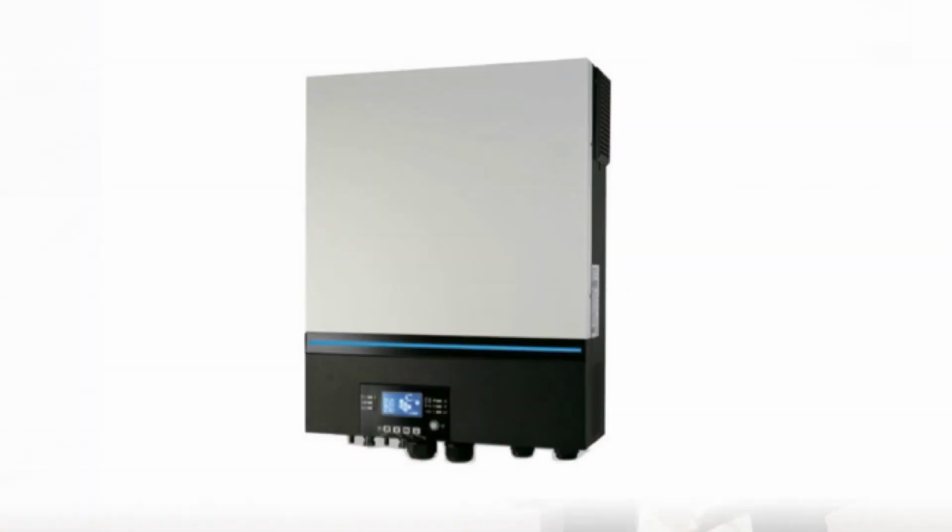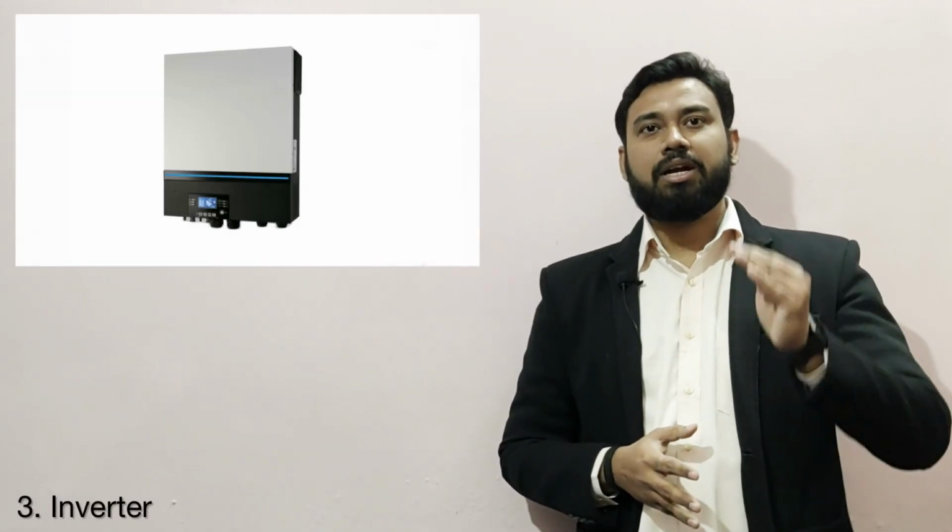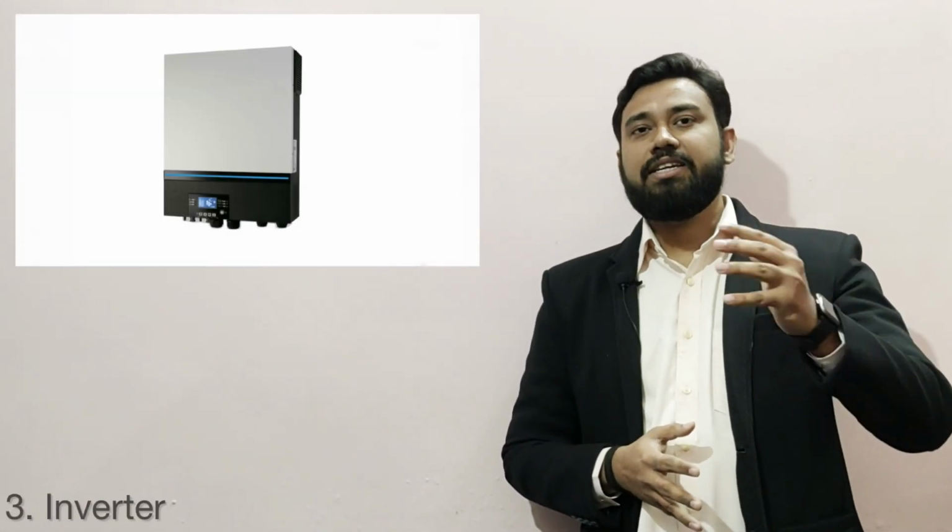The next most important component is the inverter. The inverter is known as the heart of the solar system. It helps in converting the produced DC, which is direct current output from the solar panel, into AC, alternating current supply. Most of the appliances at your home run on AC supply. Hence, the inverter plays an important role in the conversion of DC to AC.